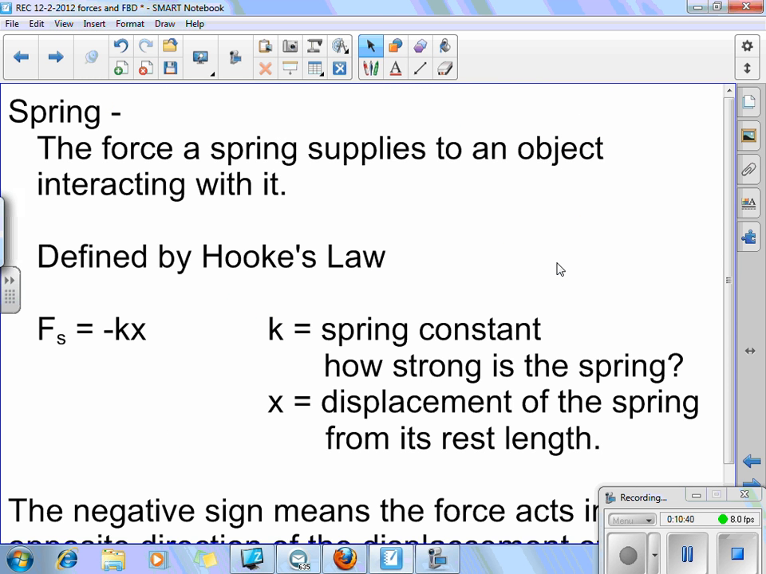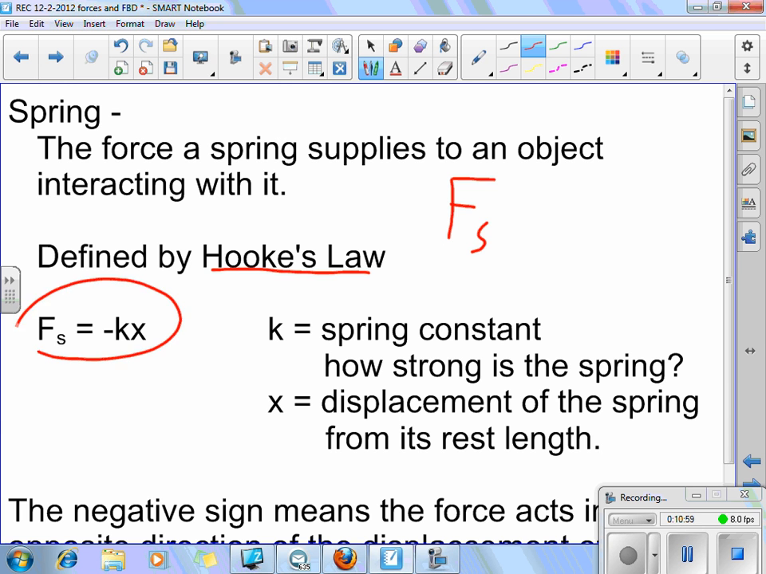The force on a spring is interesting. And there's a law that defines how it works. We abbreviate this as F with a little s to say force of a spring. So the force of a spring, basically any object that's attached to a spring feels a force from the spring. It's defined by what's called Hooke's law.